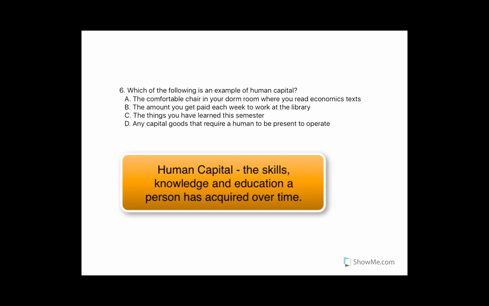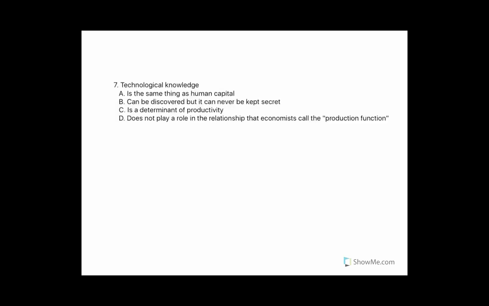So that immediately eliminates D. That doesn't make any sense there. Any capital goods that require a human present, that's not what we're talking about when we talk about human capital. The amount that you get paid, that's just compensation. And the comfortable chair you get in your dorm room is obviously not human capital either. So the answer here is, of course, the things you've learned this semester, right? Because the idea is that as you acquire knowledge, you're able to produce more of a good or a service, which is the idea of human capital.